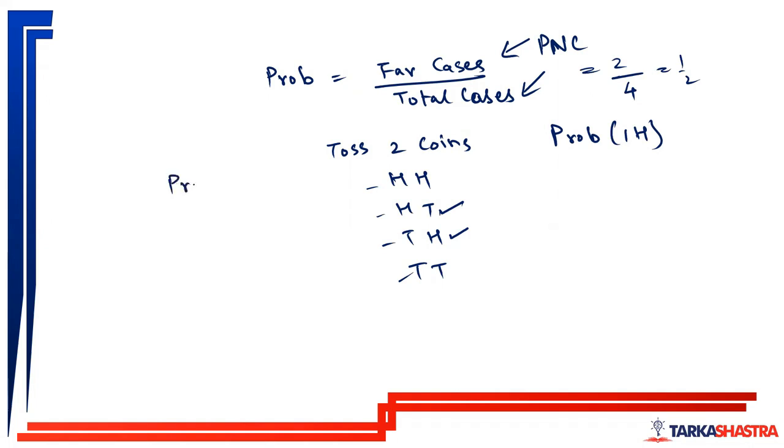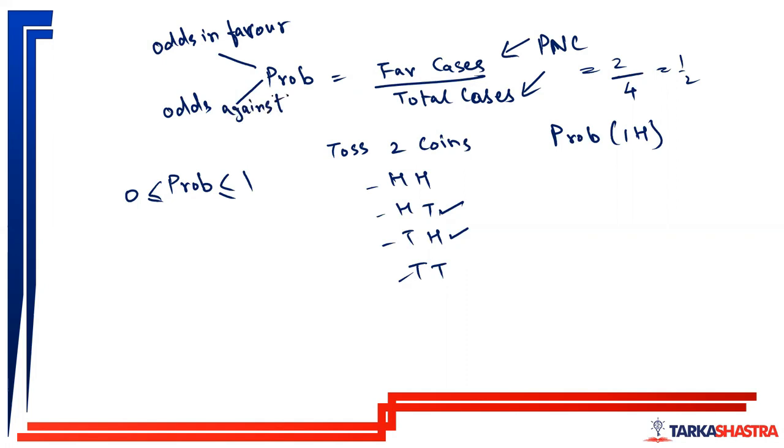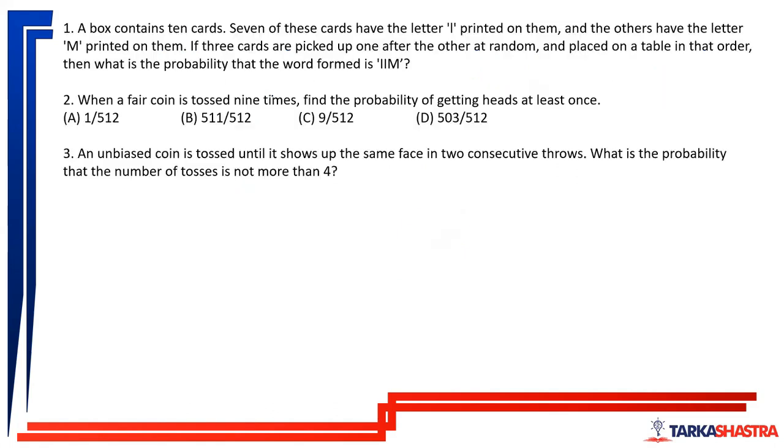Another important thing is that probability lies in the range of 0 to 1. Next, from probability, there are 2 more concepts: odds in favor and odds against. I'll explain these two concepts when the question arises. These 2 are based on probability, and a little bit of tweak is needed in that formula, and you will get odds in favor and odds against.